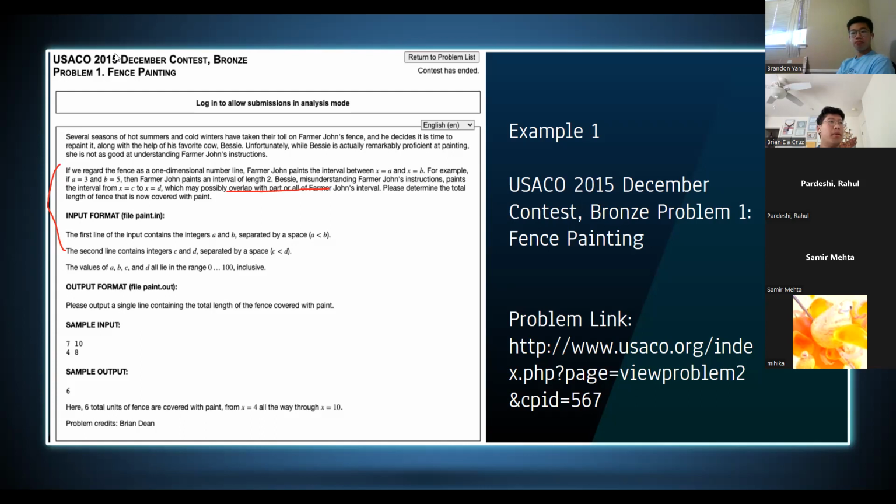As input, it'll give us A and B, where A is less than B, and it'll also give us C and D. It tells us C is less than D. This is guaranteed for sure. It also tells us A, B, C, and D all lie in the range 0 to 100.